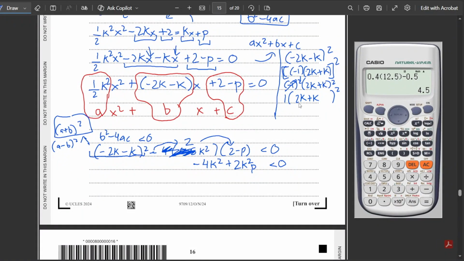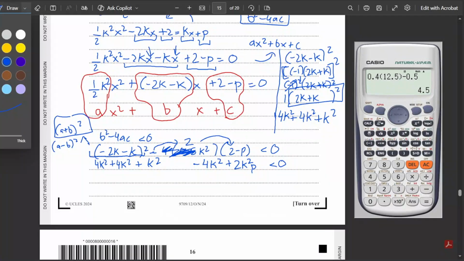Now, this bracket becomes (a plus b) whole squared. So a plus b whole squared is basically a squared, so that's going to be 4k squared, plus 2ab. So 2ab is going to be 4k squared because 2 times 2 is 4. So I'm going to get 4k times another k, so it's going to be 4k squared, and then plus b squared. So b squared is just going to be k squared. So I'm going to get 4k squared plus 4k squared plus k squared.